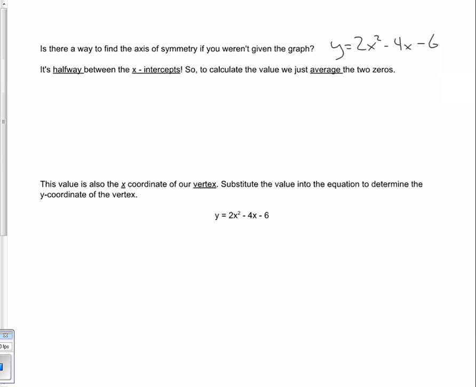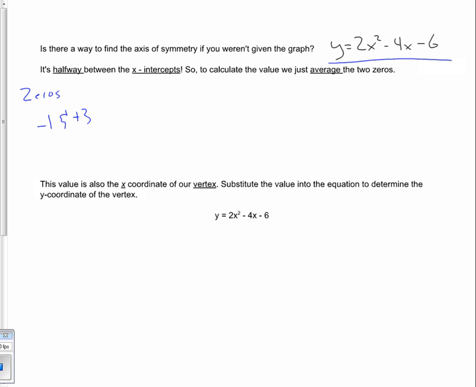If we carry on, we want to identify, is there a way to figure out what the axis of symmetry is if you weren't given the graph? For example, the previous equation that we were just looking at on the last slide was the quadratic relationship in standard form. Okay, and we had gone through and determined, just based on the graph itself, that the zeros were -1 and +3.